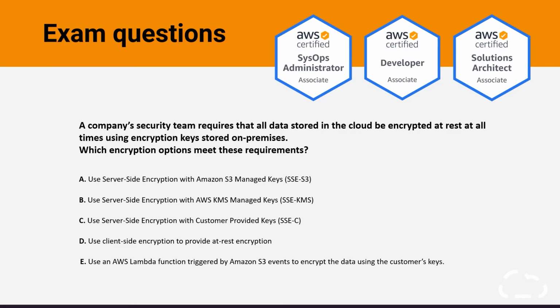A. Server-side encryption using Amazon S3 managed keys. B. Use server-side encryption using AWS KMS managed keys. C. Server-side encryption with customer-provided keys. D. Use client-side encryption to provide at-rest encryption. And E. Use an AWS Lambda function triggered by an Amazon S3 event to encrypt the data using the customer key. Pause this video and try to answer this question by yourself.